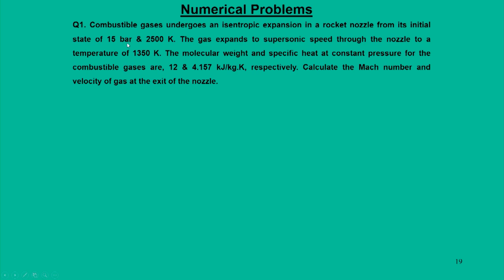The initial state is given, and we call this the stagnation state. This is how you have to interpret it, because the pressure is very high, 15 bar and 2500 Kelvin. The gas is in a stagnation state with very high pressure and temperature, and it expands at supersonic speed in a nozzle. This rocket nozzle is a CD nozzle, convergent-divergent, to a temperature of 1350 Kelvin. Through this process the gas expands, that means it attains a certain Mach number. We need to calculate that Mach number and the velocity at the exit.